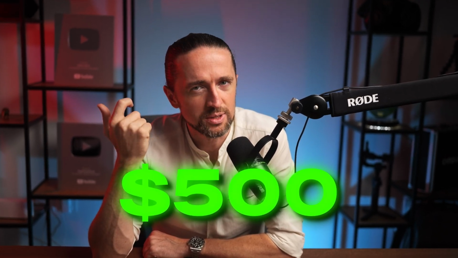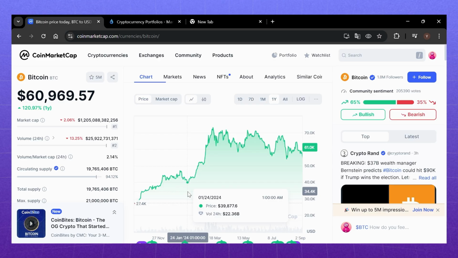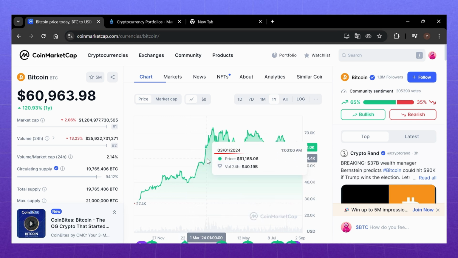Now for the exciting part. How you can make $500 without a huge investment? You would have needed to invest $1,000 in Bitcoin on January 21st and sell it on March 1st of this year. There have been countless opportunities like this throughout the year. However, the strategy works only if you are technically proficient and have already practiced and refined your approach.